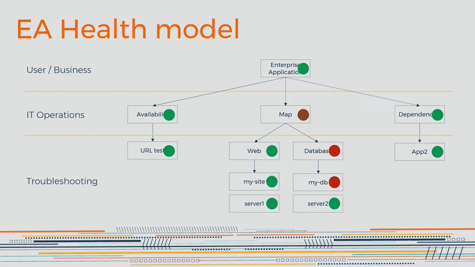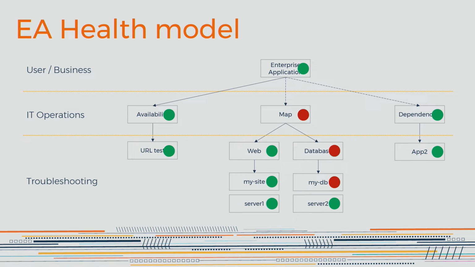If we take a scenario where the database goes red, you know the health roll-up model that SCOM is famous for. We have the database go red, then that database tier within our map goes red, and of course our map goes red. But you'll notice we've got this dotted line between the enterprise application and the map. So the enterprise application itself does not go red.